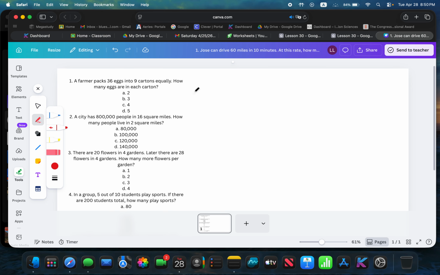A farmer packs 36 eggs into 9 cartons equally. How many eggs are in each carton? We can divide because there are 9 cartons total. 36 divided by 9 is 4, so the answer is C.